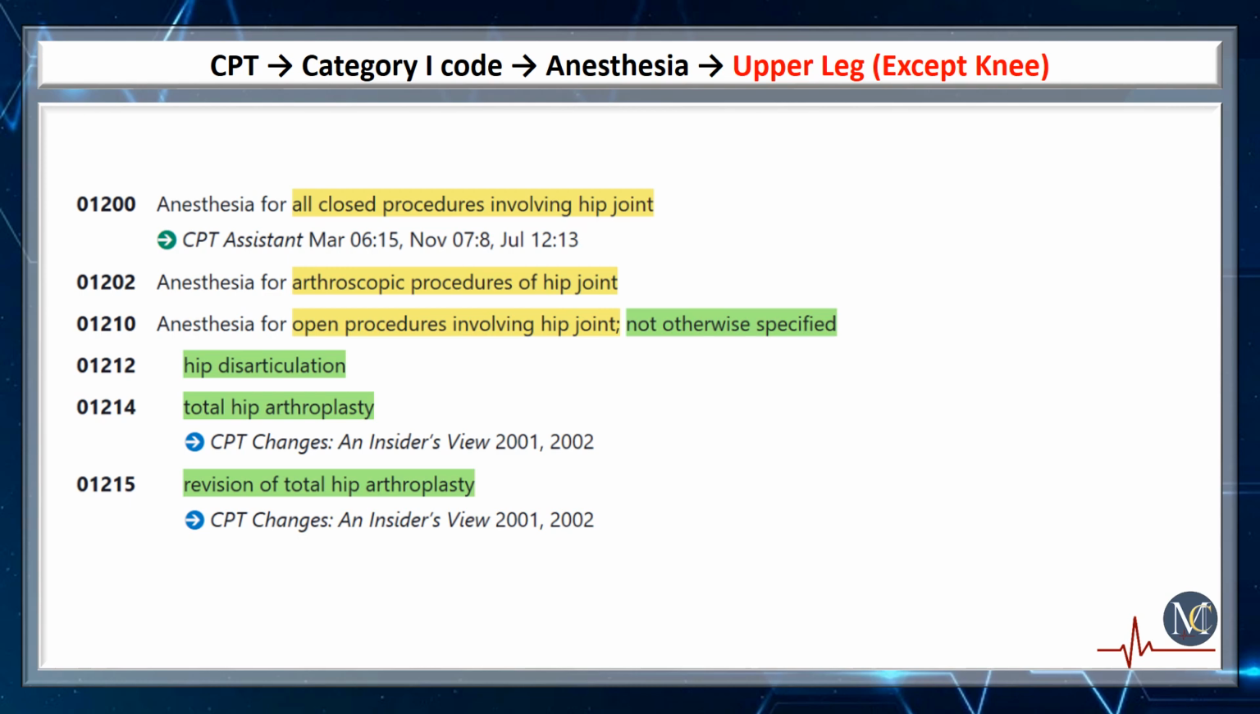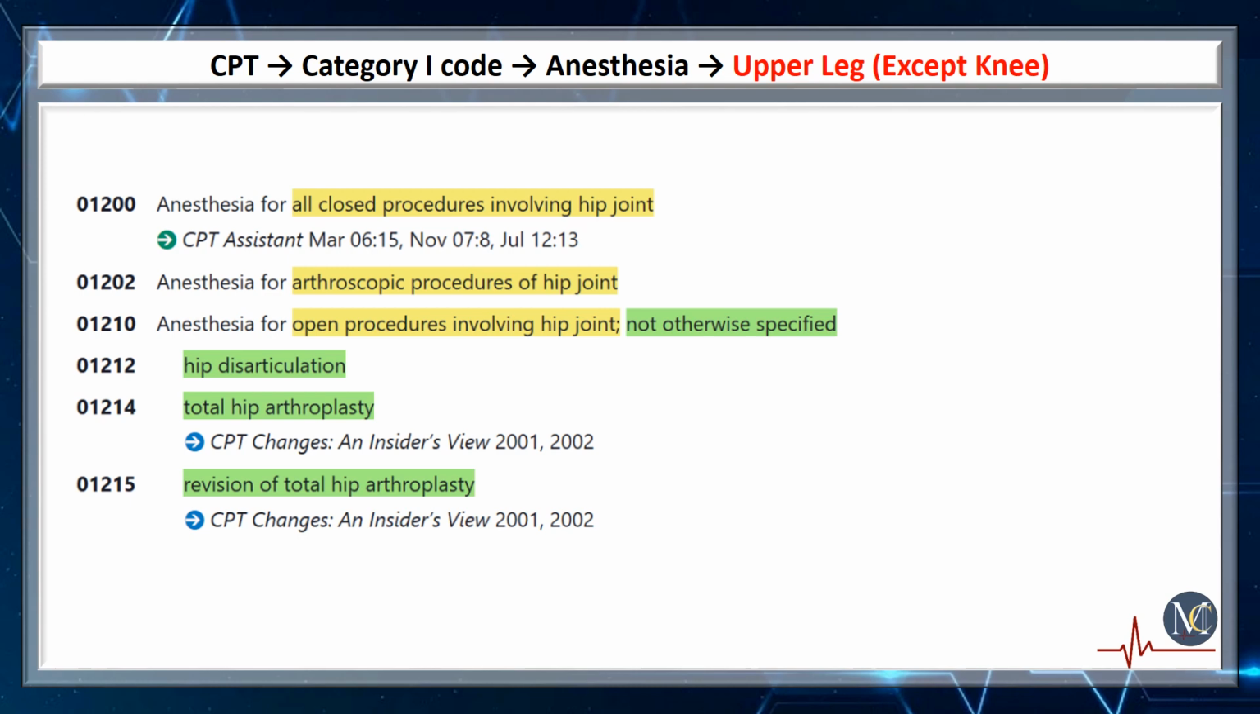Arthroscopy is a procedure for diagnosing and treating joint problems. The provider performs anesthesia services for a patient undergoing an arthroscopic procedure of the hip joint. Next code is 01210. Anesthesia for open procedure involving hip joint not otherwise specified. Next code is 01212. Hip disarticulation.